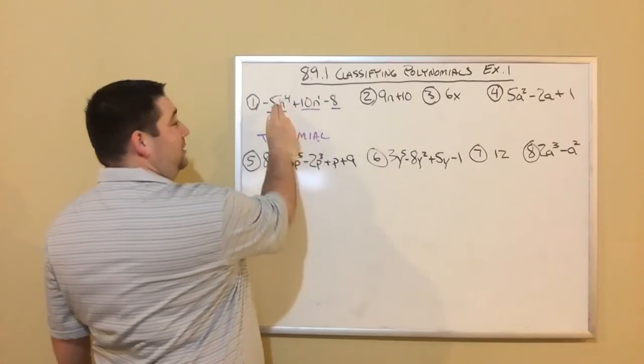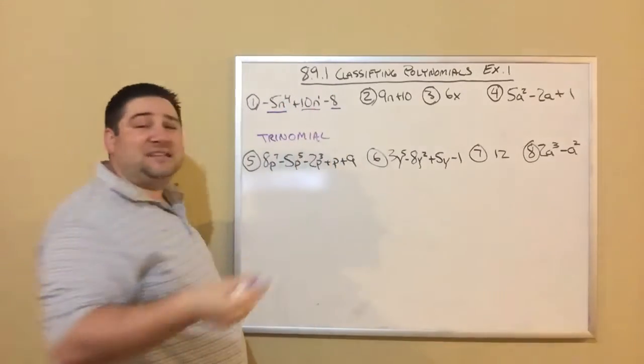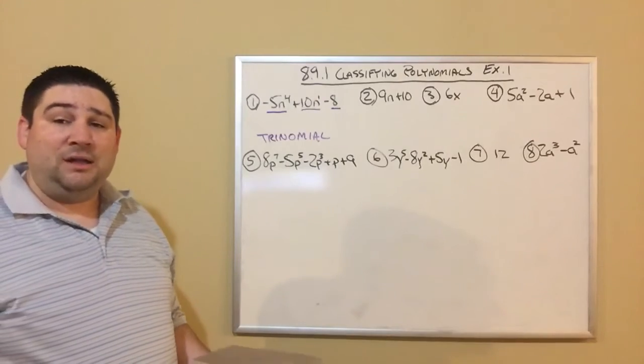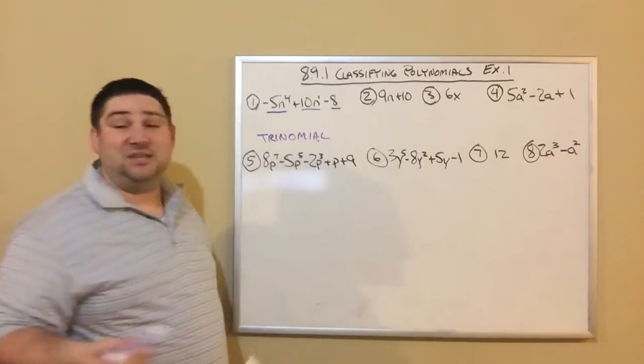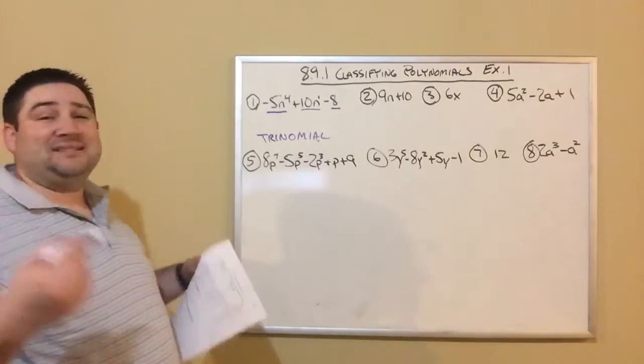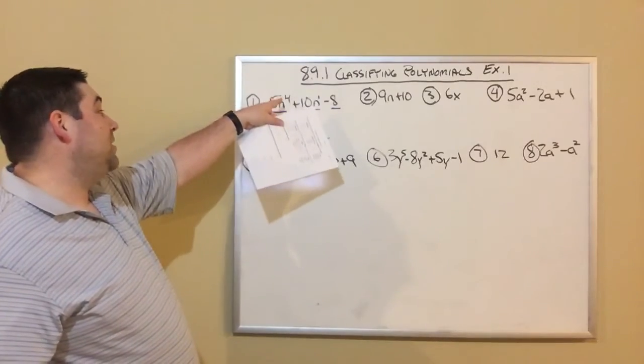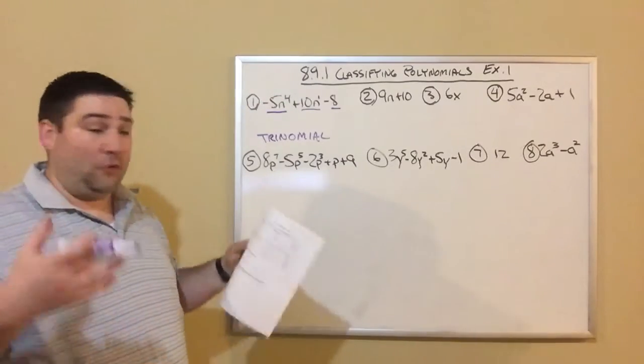So this is a degree of 4, a degree of 1. And minus 8, there's no variable at all. That's just a number, so that has a degree of 0 if there's no variable at all. We pick the highest number, in this case, the 4, so that means this is to the 4th degree.